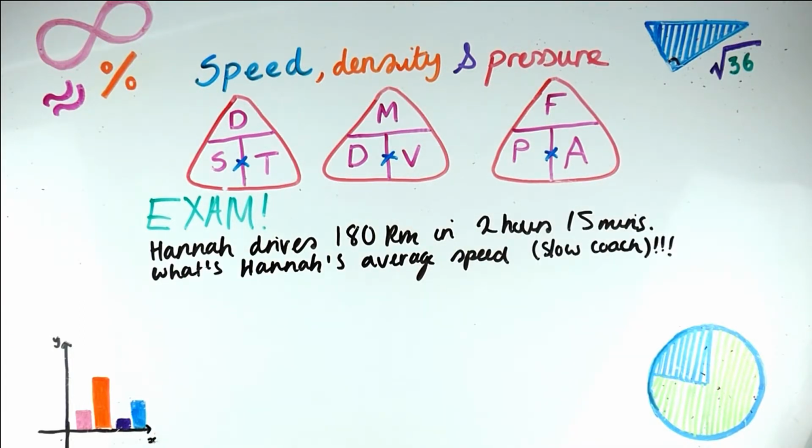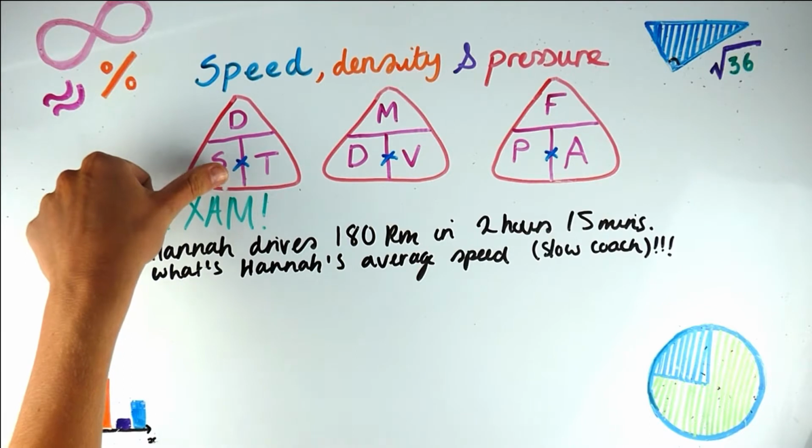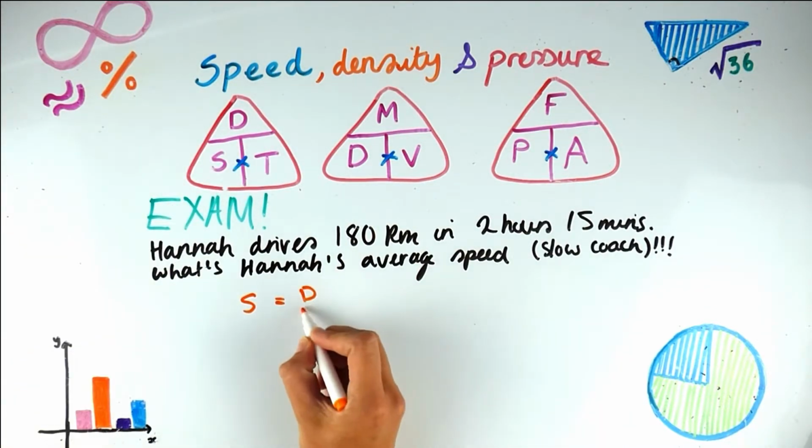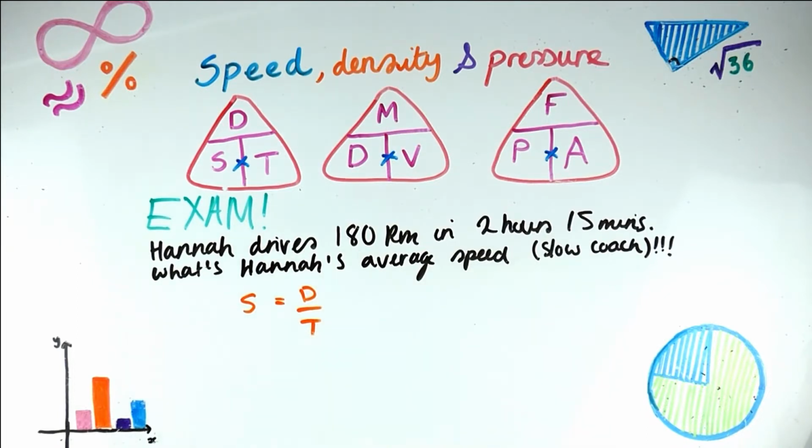Okay. So the first question, which Amy's written out and changed the name, it was Stuart, but she's changed it to Hannah, very imaginative of her. Hannah drives 180 kilometres in 2 hours, 15 minutes. What's Hannah's average speed? So we're using the speed triangle. Dirty sexy turtle. That's the one. And we want to find the average speed, so we're covering up speed. We're doing speed equals D over T, distance over time.